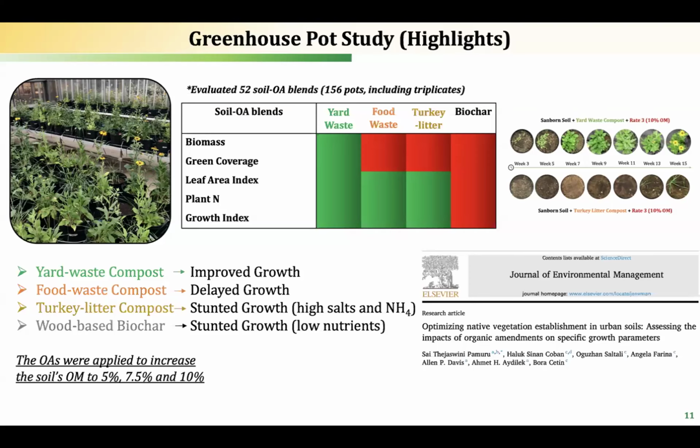For the other 2 composts, the turkey litter compost also stunted growth severely, and especially at higher rates of application, as you can see in the picture on the right here. This is because it contained high salts and ammonia contents and it caused plant toxicity. Food waste produced growth, but then it was at a slower pace. So overall, the yard waste amendment was chosen as the best among the 4 that we used in the pot study for vegetation growth.